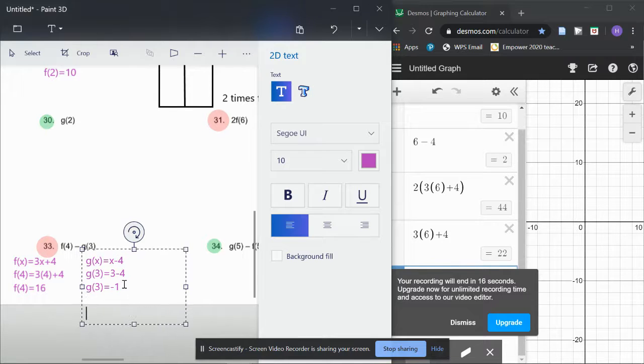And now we can say that f of 4 minus g of 3 is the same thing as 16, which is f of 4, minus g of 3, which is negative 1. And that is going to equal 17.